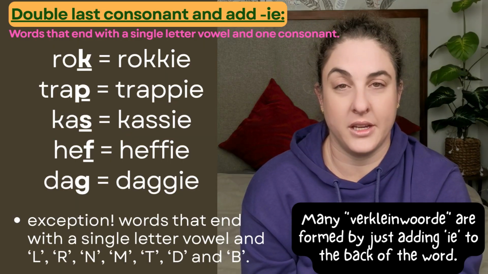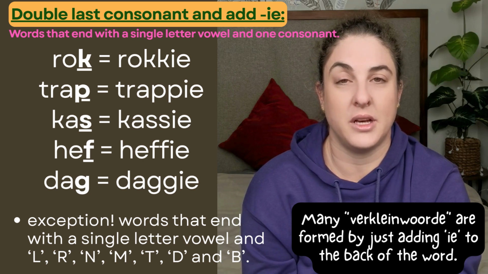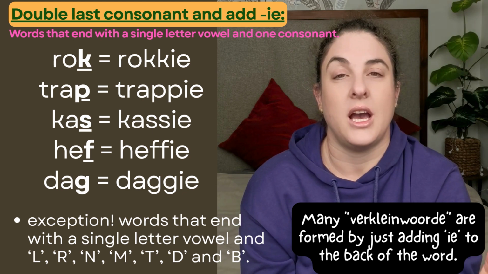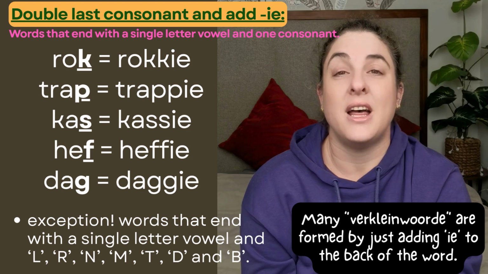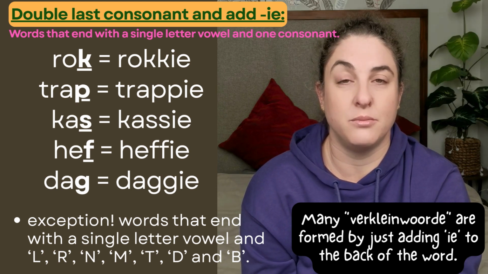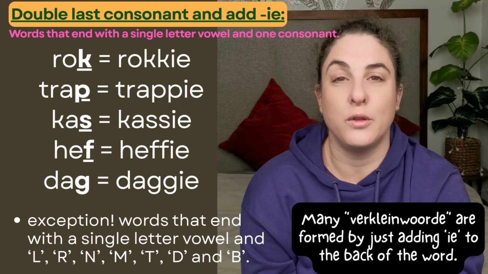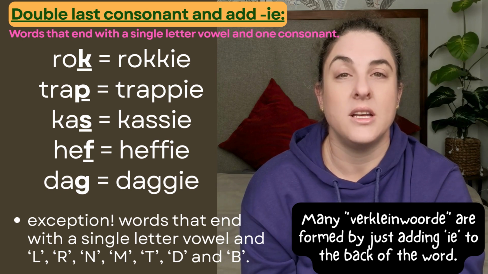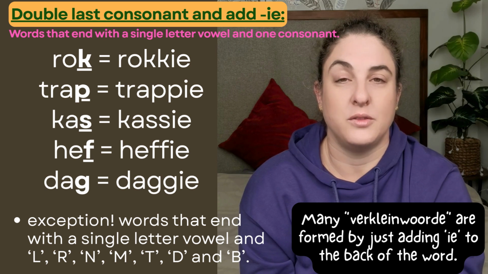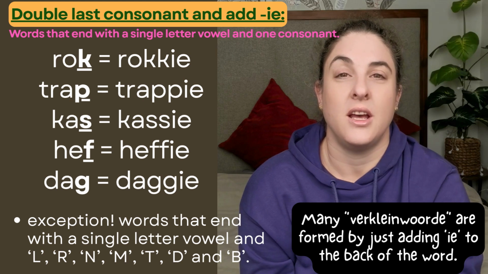In this specific case, you have a word ending in a single letter vowel, meaning one letter only for that vowel, and then a consonant. And if that's the case, what you do is you multiply the ending consonant by 2, add another one of those, and after that you add the IE. So in the case of the word rok, you have one single vowel, and then after that a consonant. So you multiply K, you will have 2 Ks, and then you add IE.